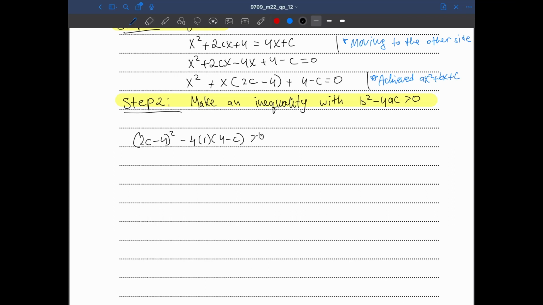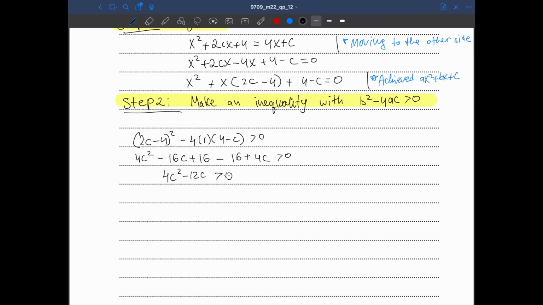All right, now let's expand things. So 2c minus 4 squared is going to be 4c squared minus 16c plus 16. And then this whole thing is going to be minus 16 plus 4c. And all of this is more than 0. And now let's combine common things. So we have a plus 16 and a minus 16, and these are just going to cancel out. And then we have a minus 16c and a plus 4c. So we're going to have minus 12c. So 4c squared minus 12c.